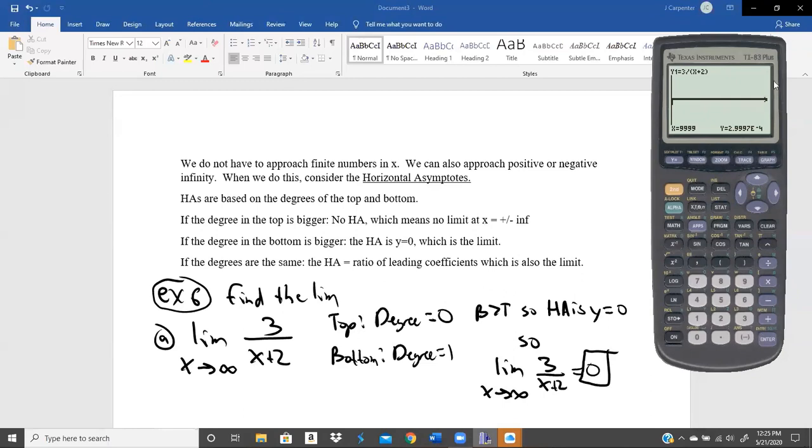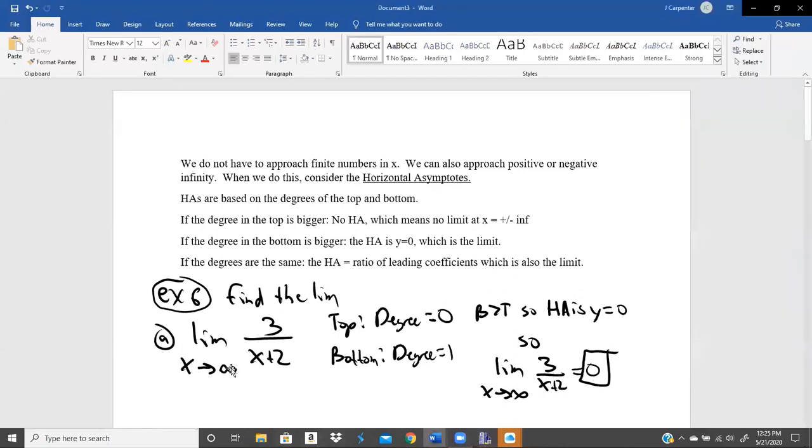So again, we're not trying to think about just approaching right here on the x-axis. We're going right as far as we can. That's the drastic difference here of an infinite limit versus the other type of limit, which is a finite limit.